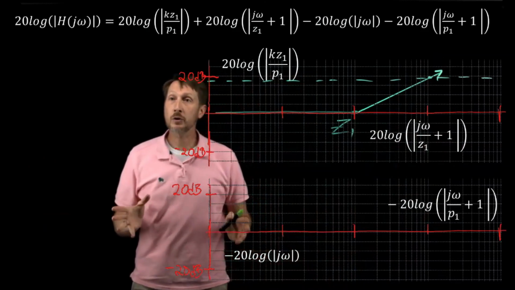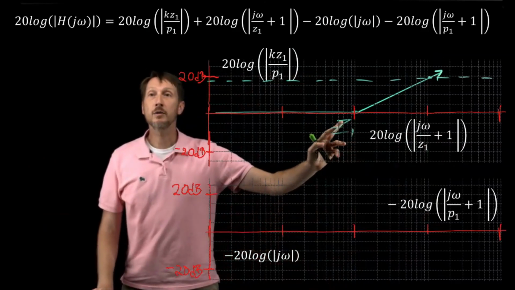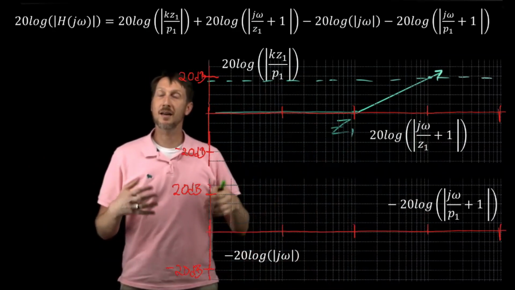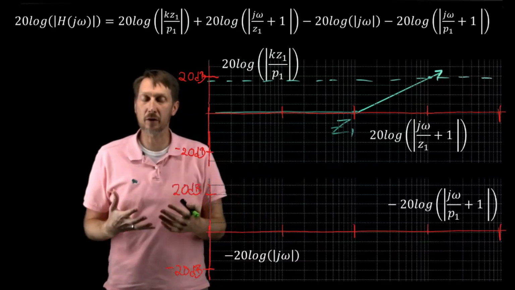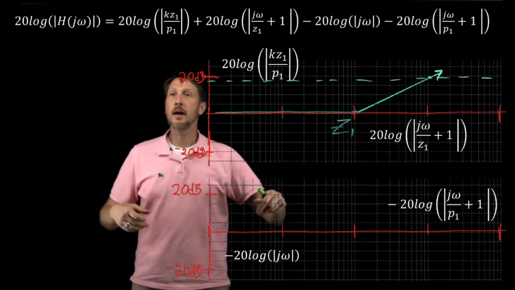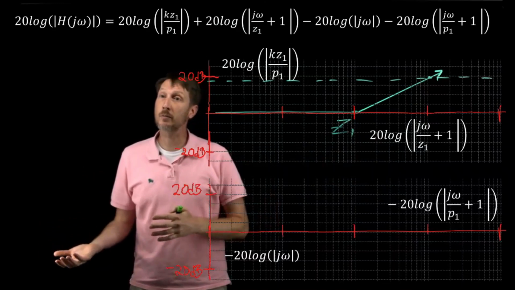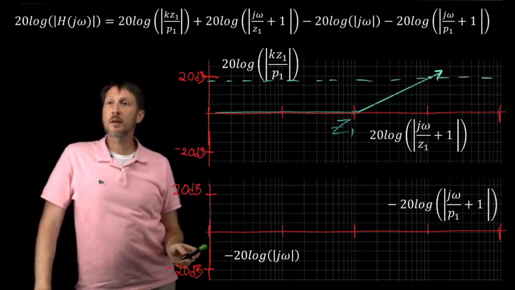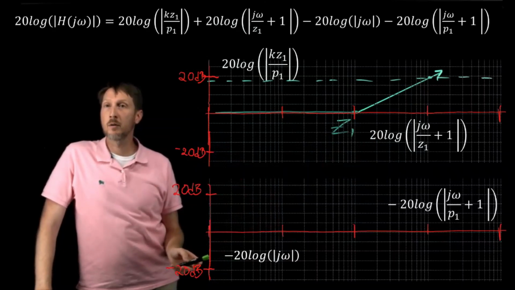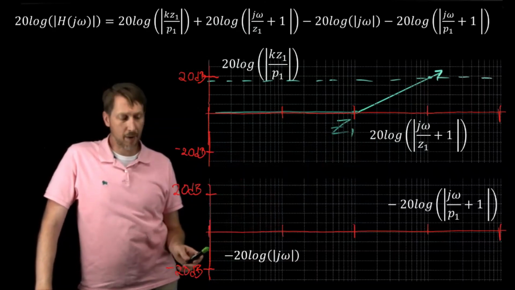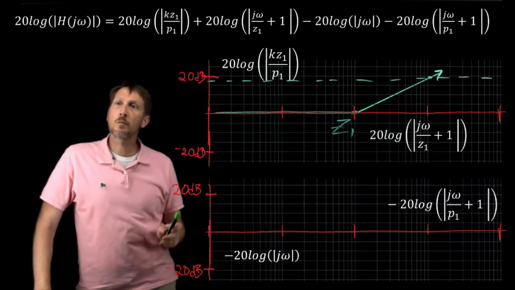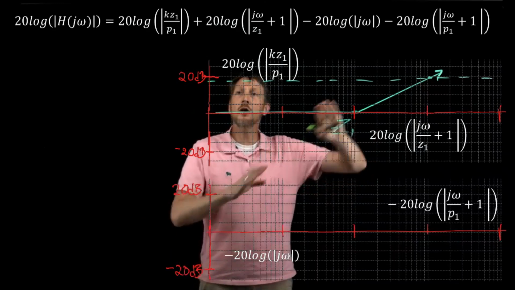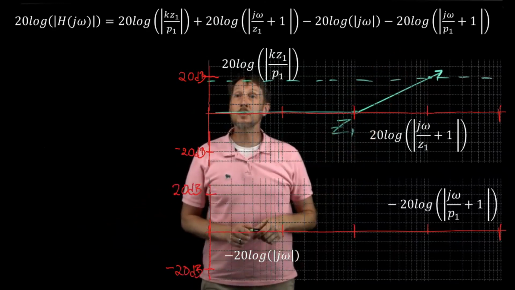This is a bound term where the J omega divided by Z1 is insignificant until it passes and becomes greater than this fractional content. And at that point, it becomes the dominant term of the pair. But if we look at the denominator term, the negative 20 log of J omega, this is not bound. This is an unbound pole. So because of that, it does not have a starting point. It goes on forever in both directions.